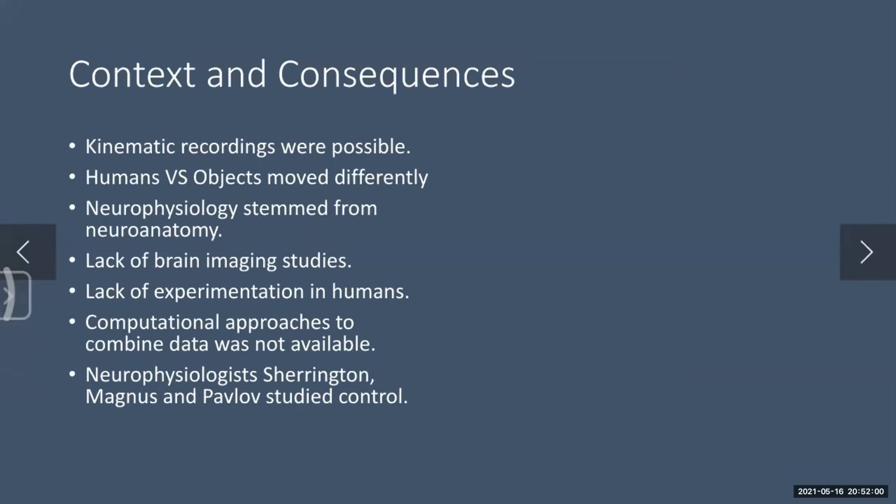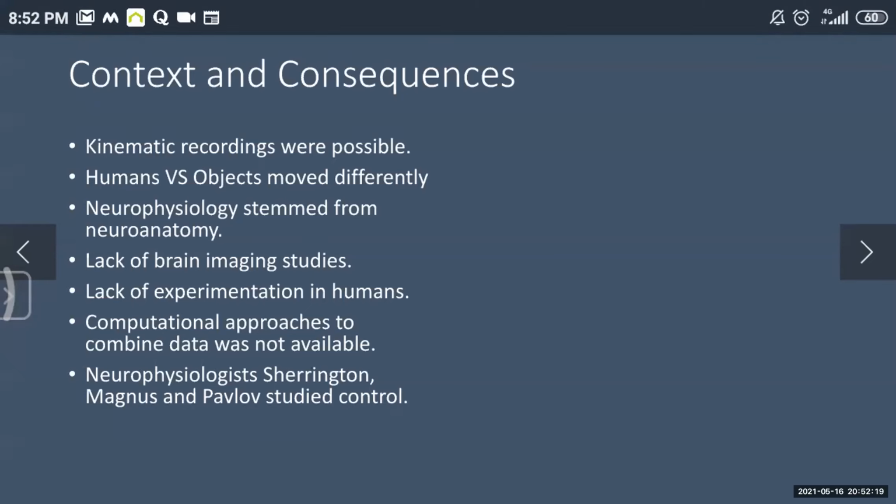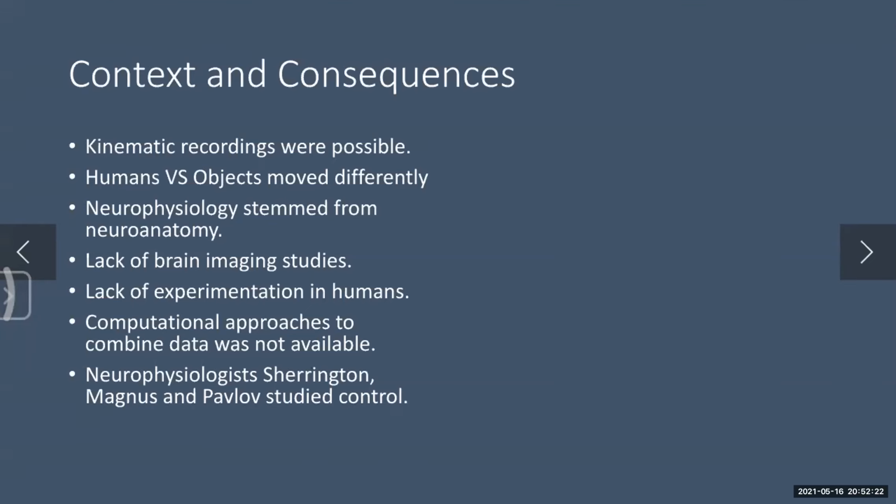Now, we also have to look into the context of this experimentation, which means what was the ecology or the environment at that time when they were doing the studies, and also what were the consequences, the outcomes of this particular research. First, kinematic recordings were basically what was possible at that time. So they were looking from outside at the movement. They did not have a lot of EMG equipment. Although smaller EMG could be taken, they couldn't have a large amount of data with EMG.